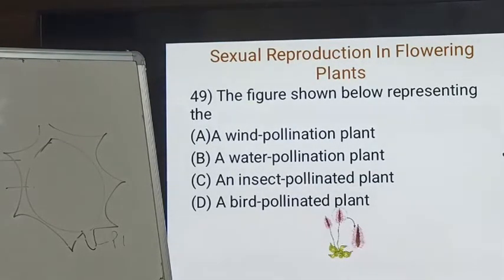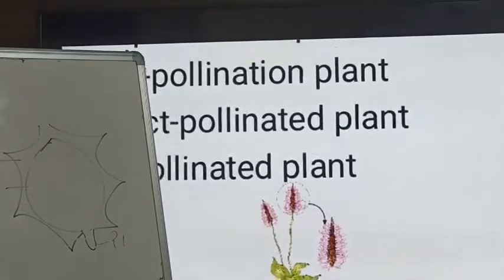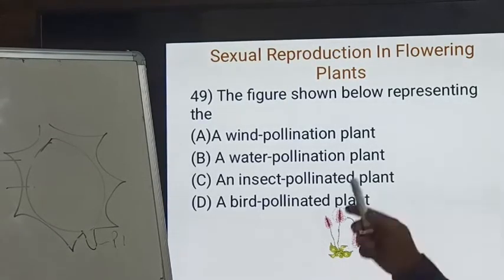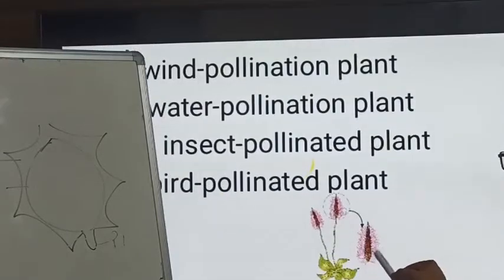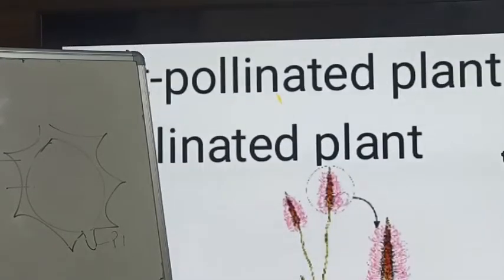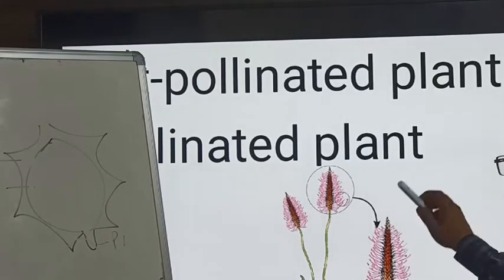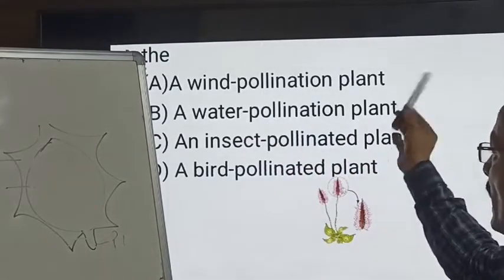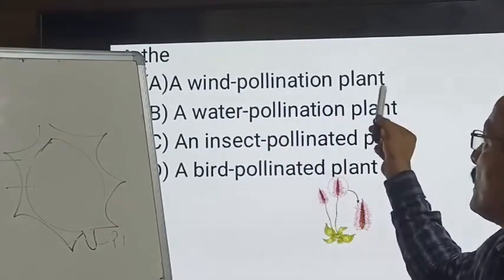They have given a figure. In this figure, we can easily say, but in the textbook we don't concentrate on this figure. Here you can see a number of tassels has come out. These are nothing but the style and stigma of that particular plant. The options are a wind pollination plant, a water pollination plant, an insect pollination plant, a bird pollination plant. No, it's a wind pollination plant.